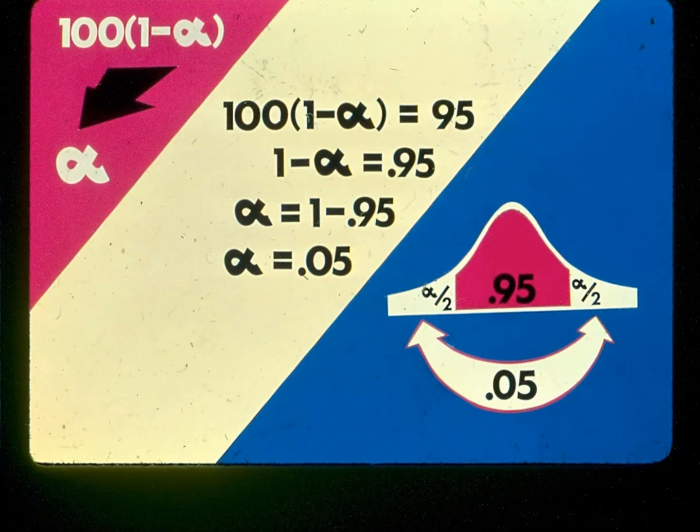Given a specified value 100 times (1 minus alpha), it is a matter of simple arithmetic to solve for alpha. An example is given in the central panel. If 100 times (1 minus alpha) is 95, in other words, we desire a 95% confidence interval, then 1 minus alpha equals 0.95 and alpha equals 1 minus 0.95, or 0.05. In the right panel, this example is pictured. Alpha is the combined area in both left and right tails, the area in each tail being 1/2 alpha.